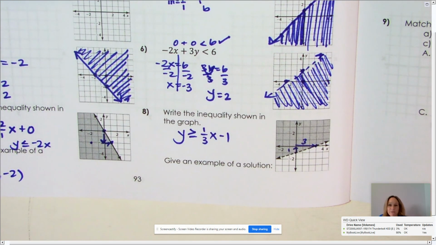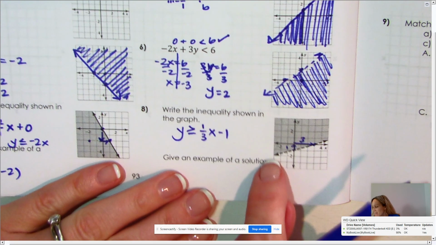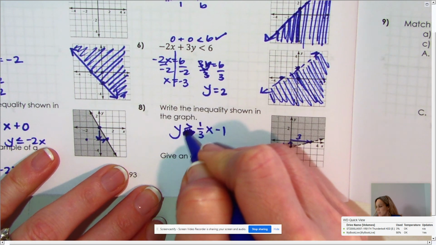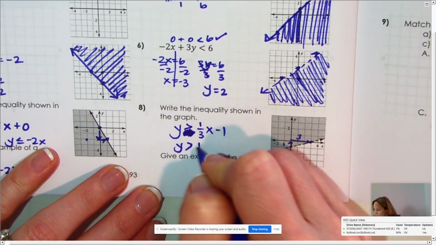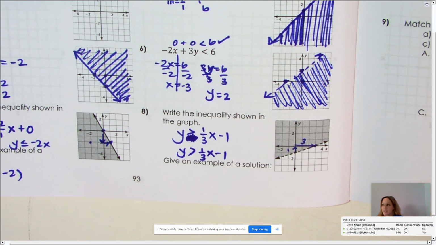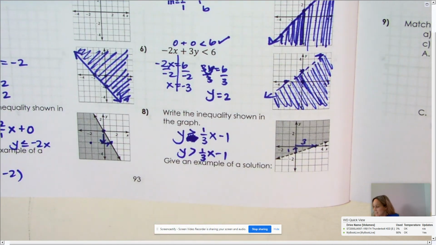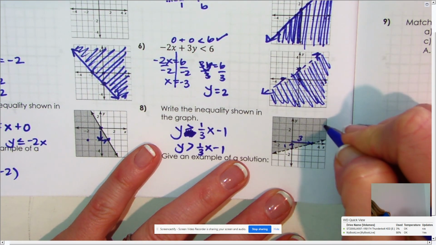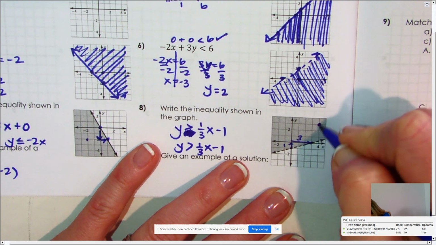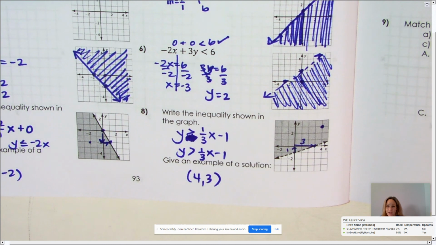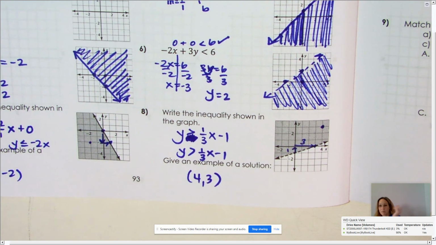Oh, what did I do wrong, you guys? I was just doing that to see if you guys are paying attention. Just kidding. So we have a dotted line right here, and so there shouldn't be that equal to underneath there. It should just be y is greater than 1/3 x minus 1. I told you guys, when I'm writing and talking, I'm not thinking that great. Okay, and then give an example of a solution. I'm going to pick this point right here, over 4 up by 3. So any point that you pick in the gray area will be an example of a solution.